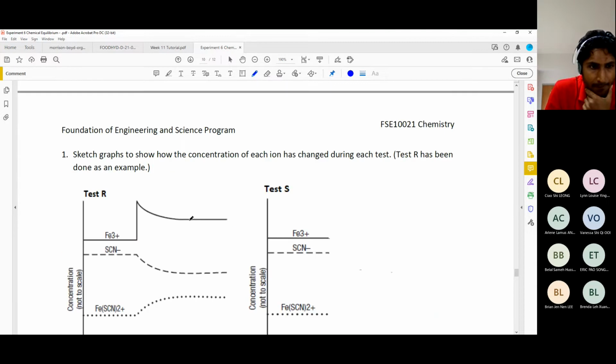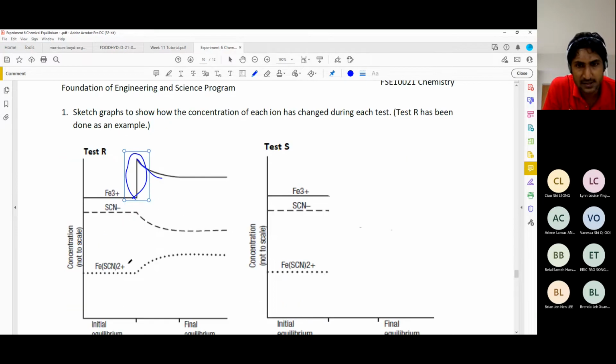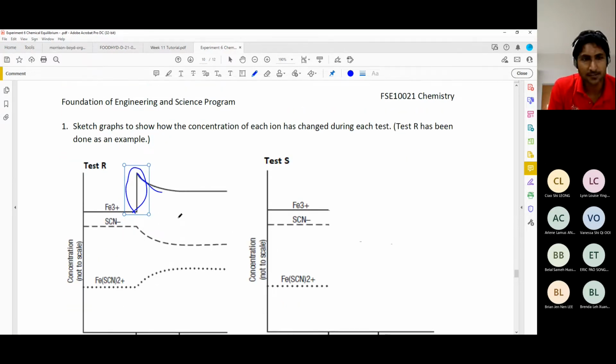So the test R is there, that the iron we added, right? Iron we added, and that is why it shoots up, that it increases. Suddenly we added it, and then it started to decrease. Oh, it is done already. I don't need to do it.